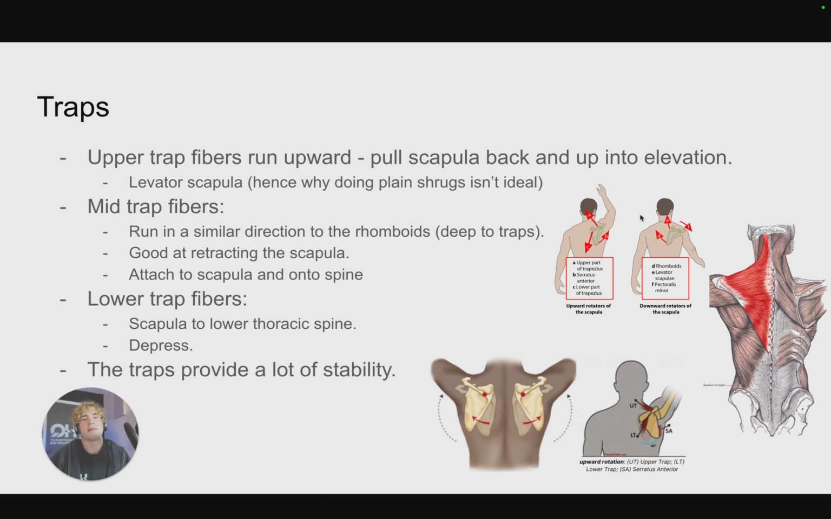Now, the traps. Love the traps. We love the traps. It's the fucking bulldog look that everyone wants. So there's three regions of the traps. You have your upper fibers, which are going to pull the scapula back, retraction of the scapula. When I say traps, I want you to think retraction. Okay, that's their main function.